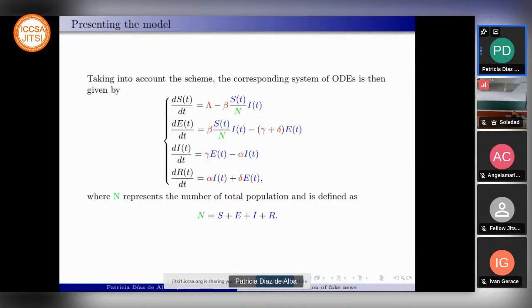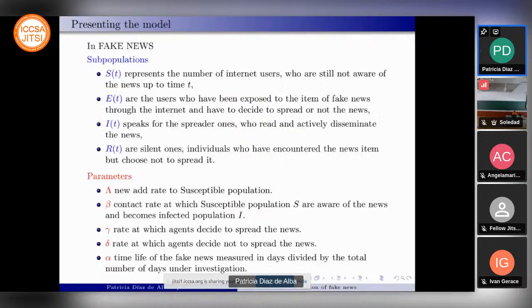So now let's move to the fake news, and let's see how we can adapt this scheme to the diffusion of fake news. In this case, we have taken the population S, which are the susceptible ones, as the number of internet users who are still not aware of the news up to time T. E, I remind, was the exposed population. In this case, they are the users who have been exposed to the item of fake news through the internet and have to decide to spread or not the news. I speaks for the spreader ones, so the ones who have read the fake news and have decided to spread it, and R are the ones who have read the fake news and have decided not to diffuse it.